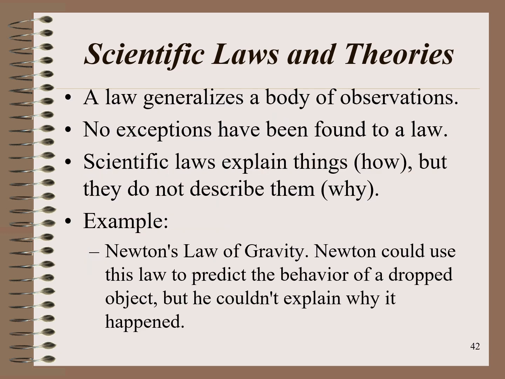A law generalizes a body of observations. No exceptions have been found to a law. Scientific laws explain things or identify how they occur. Scientific laws do not describe them, or in other words, why they occur. A good example of this is Newton's law of gravity. Newton could use this law to predict the behavior of a dropped object, but he couldn't explain why it happened.